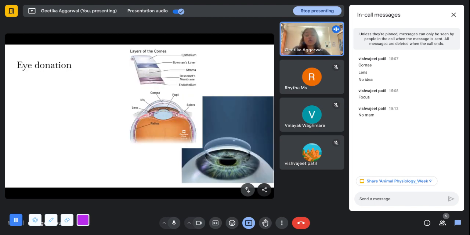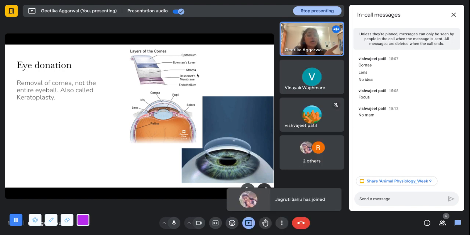So for the cornea getting affected, what mostly happens is people donate their eyes. Eye donation does not really mean that the entire eyeball is donated or that they take out the entire eye. That's not the case. They basically just cut out the cornea, and the entire eye stays normal, and you will not be able to detect even that a person has donated their eyes. So removal of cornea is also called keratoplasty, and that is what happens in eye donation. And if somebody else has a damaged cornea, doctors will replace it with the donated cornea, and they can even see which layer of cornea is actually damaged, and based on that they can replace the layers of cornea.